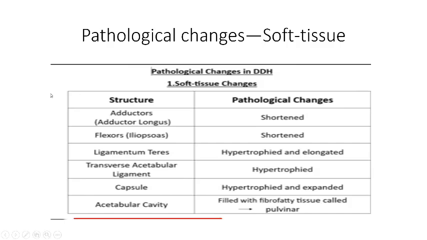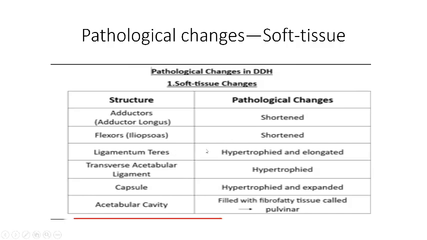What pathological changes take place in DDH? These pathological changes are divided into two types: soft tissue changes and bony changes. First of all, soft tissue changes. Soft tissue changes occur in muscles and ligaments, in the capsule and within the acetabular cavity. Muscles: the adductors, especially adductor longus, are shortened. Flexors, especially iliopsoas, are also shortened.